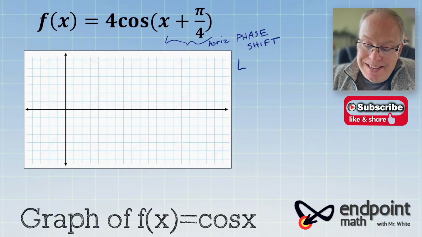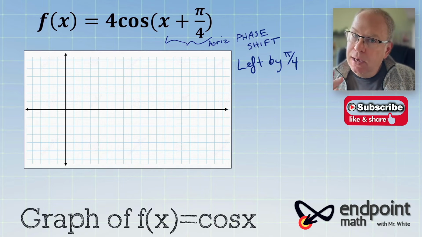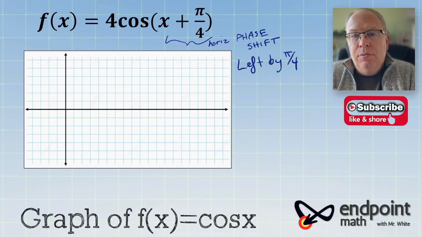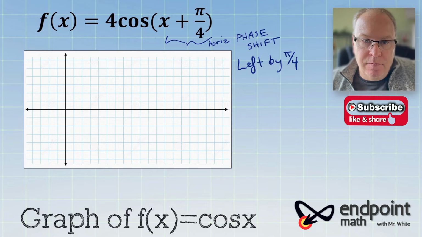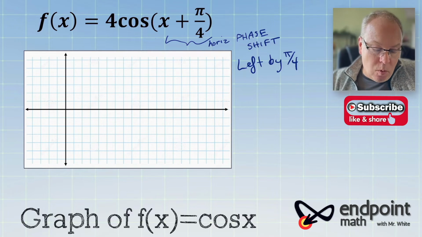So this is going to be to the left by pi over 4. And you might be thinking, but I see a plus sign. Why is it to the left? It's always the opposite of what you see. You're finding a 0, you're finding an x-intercept, so you set it equal to 0. You subtract pi over 4 to the other side. It becomes negative pi over 4. So we're going to have to go to the left by pi over 4.